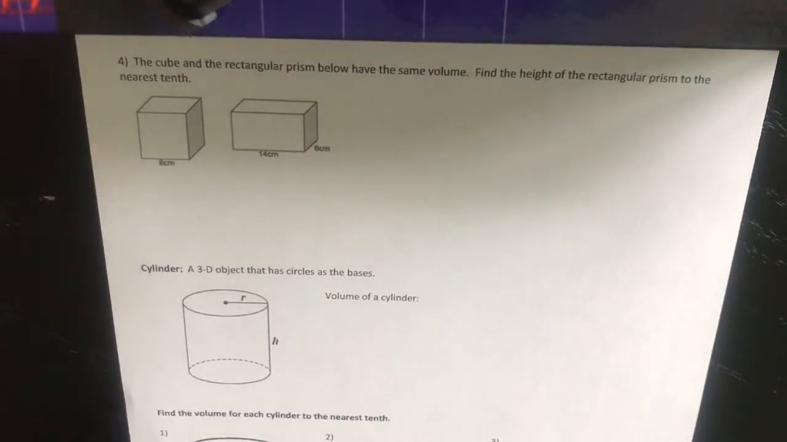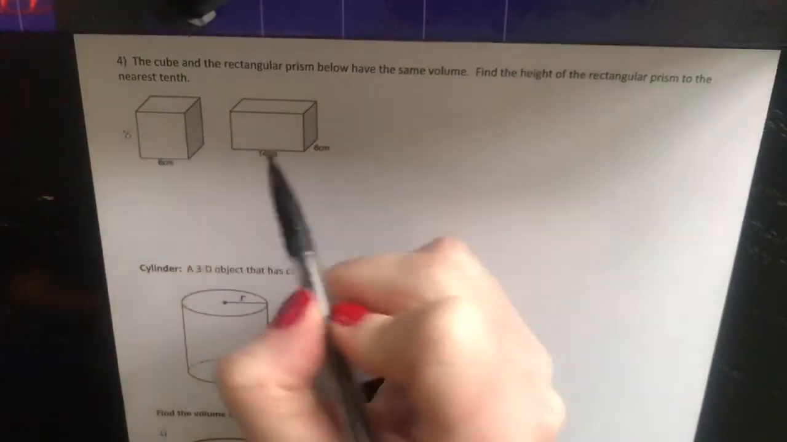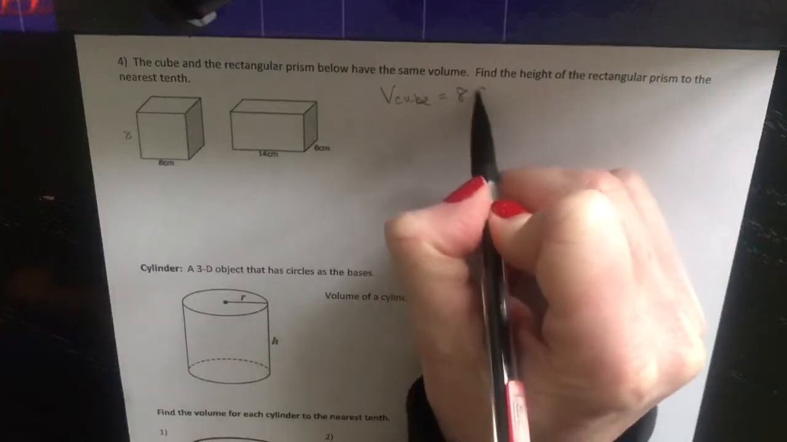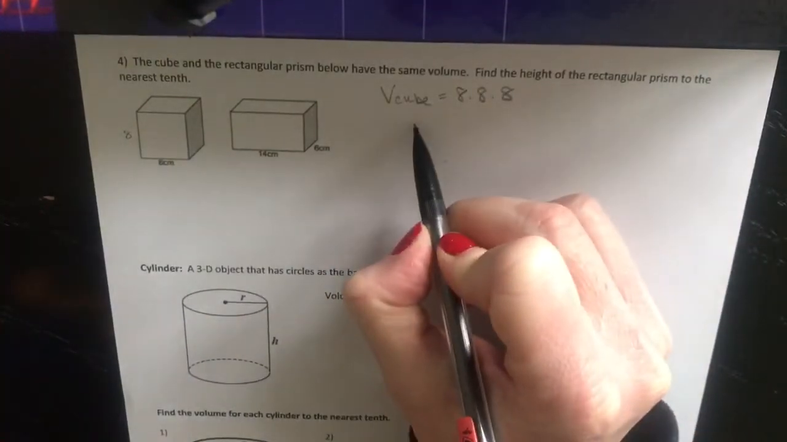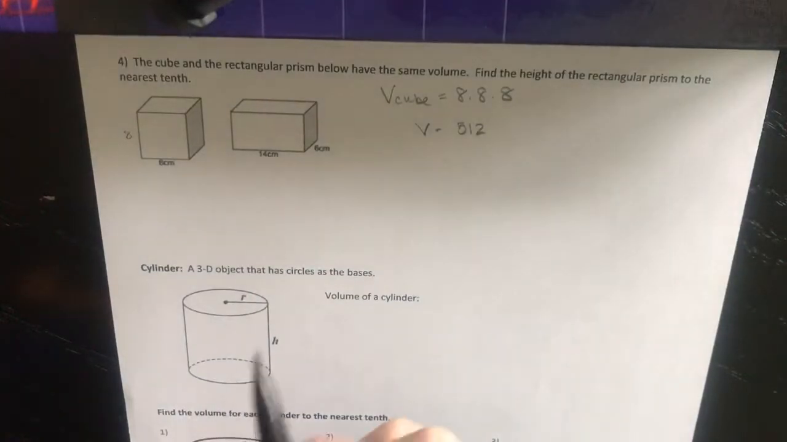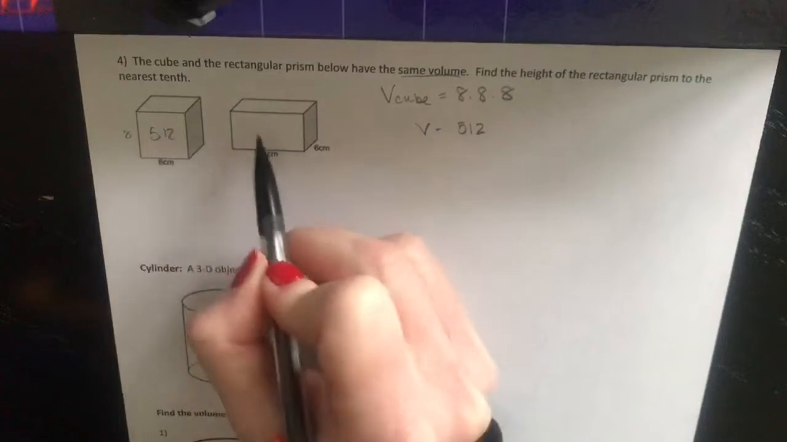Okay, so a cube has all sides the same. So everything on this is going to be 8, 8, 8. So if we want to find the volume of that cube, we're going to do 8 times 8 times 8, length times width times height. And we're going to get 512. Now, it did say right in the problem that these both have a volume of 512.